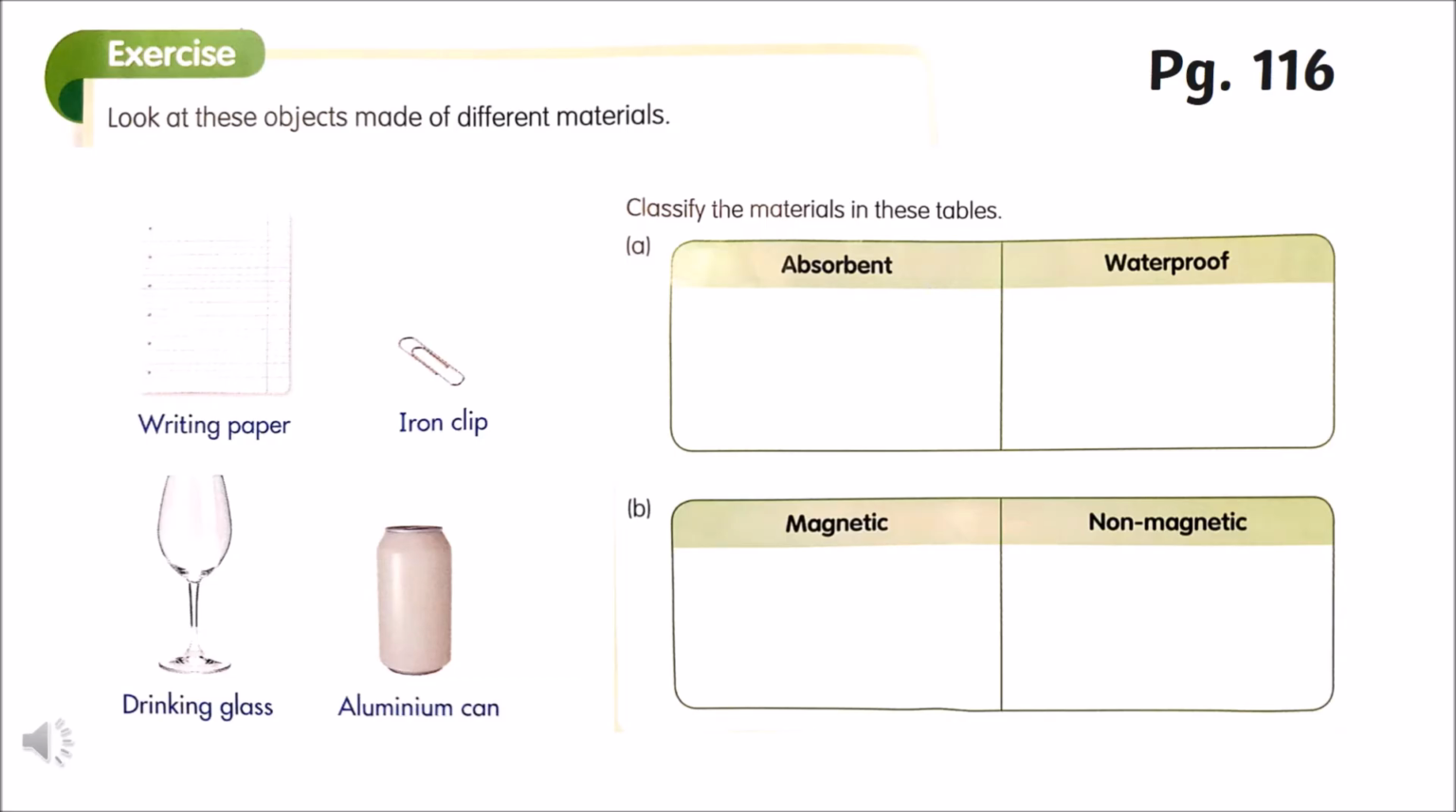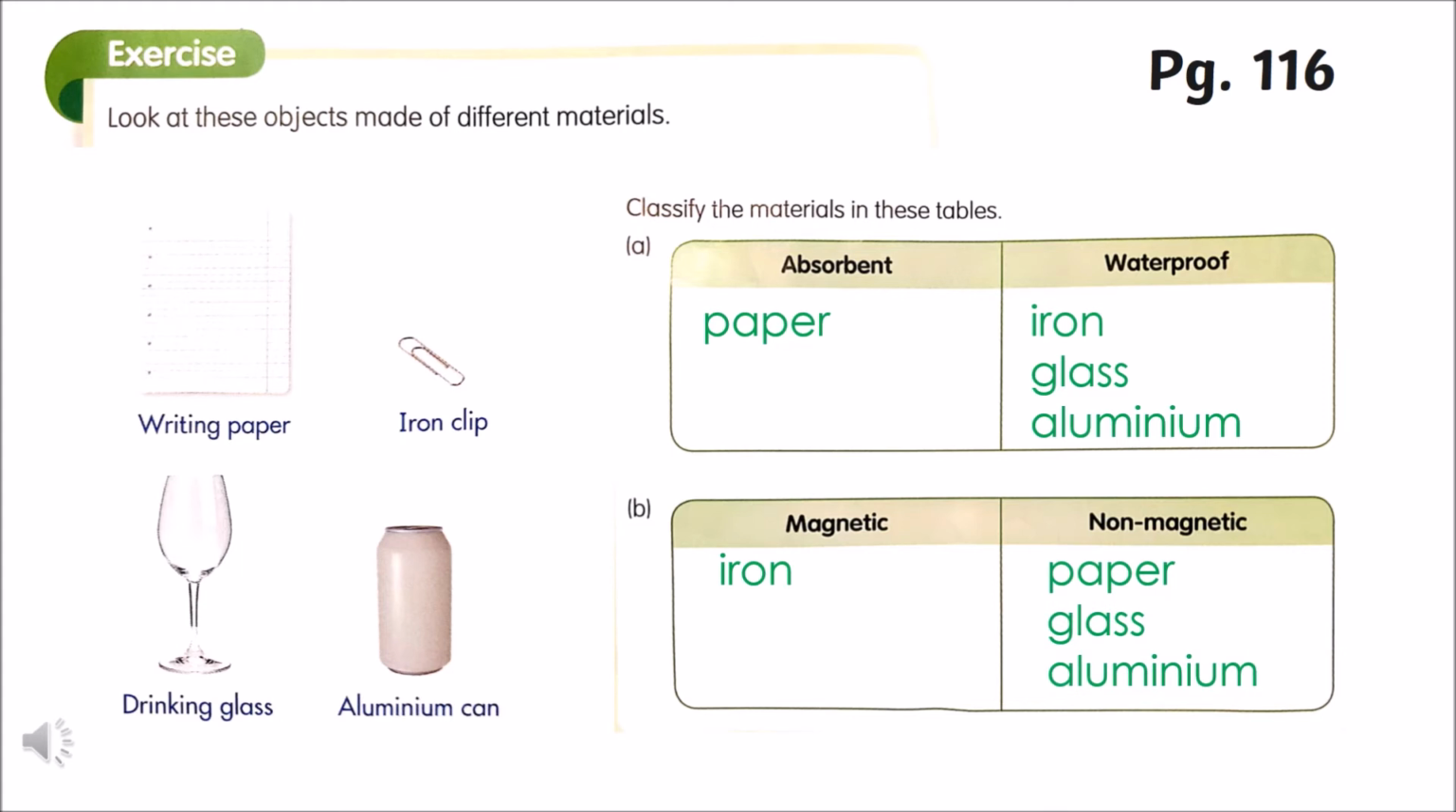Here are the answers. The only one in A that is absorbent is the paper. The waterproof section has iron, glass, and aluminium. And for B, the only one there that's magnetic is the iron. So we're going to have paper, glass, and aluminium in the non-magnetic section.